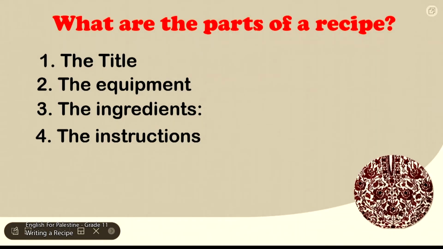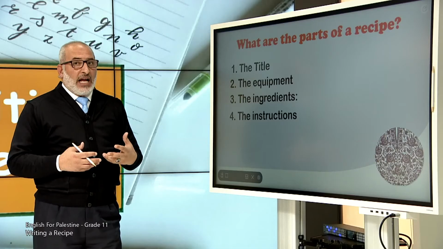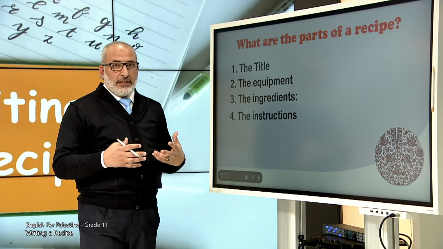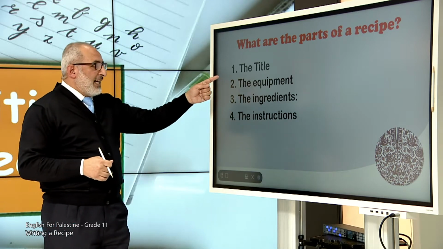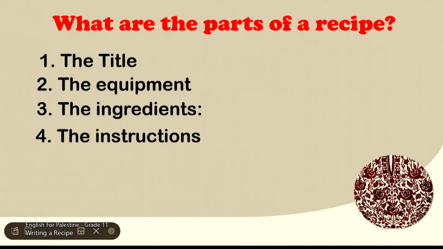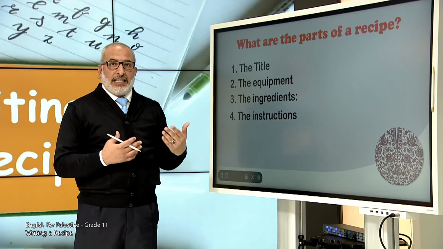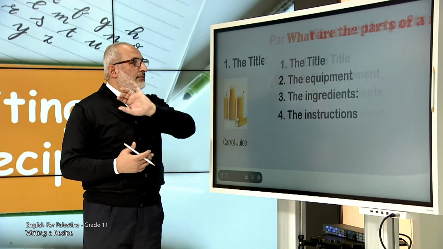What are the parts of a recipe? Actually, a recipe consists of 4 parts. The first one is the title of the recipe. The second one is the equipment. The third one is the ingredients. And the fourth one is the instructions. Again, the title, the equipment, the ingredients, and the instructions. Let's look at them one at a time.